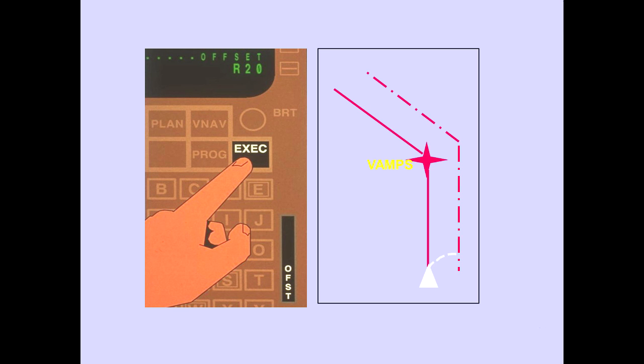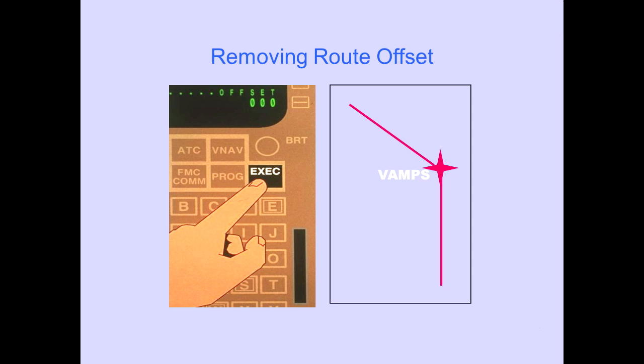The FMC directs a turn to the offset leg, and the FMS CDU annunciator OFFSET illuminates to indicate the route offset function is active. The offset route may be removed by entering 0 in the offset line. Pushing the execute key removes the route offset. The FMC directs a turn to the active route.